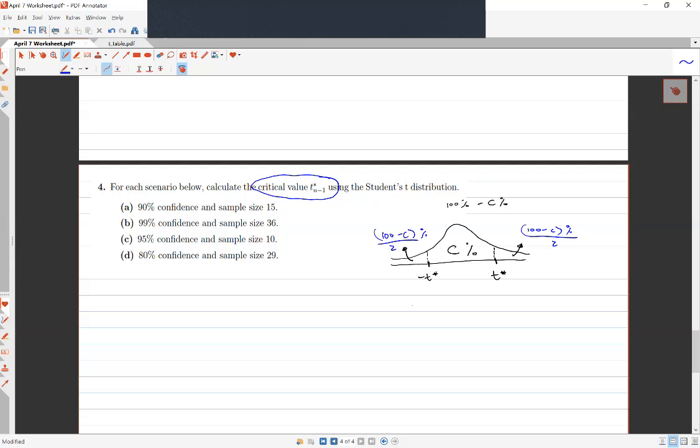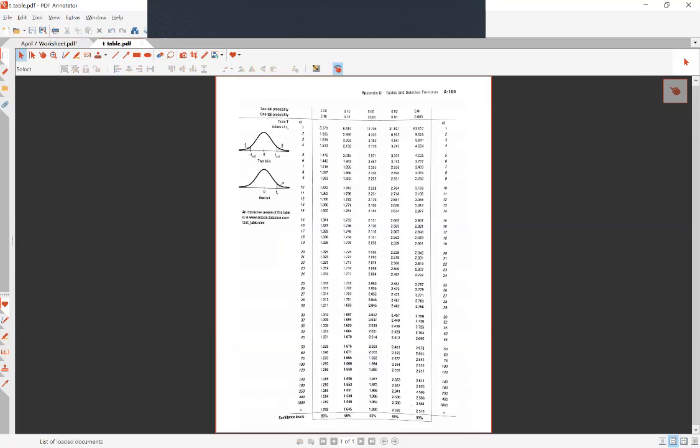So at the back of your book, in the appendix, there is a T table. You'll see here it's called Table T on page A109. So this table is how we find the T-star critical values.